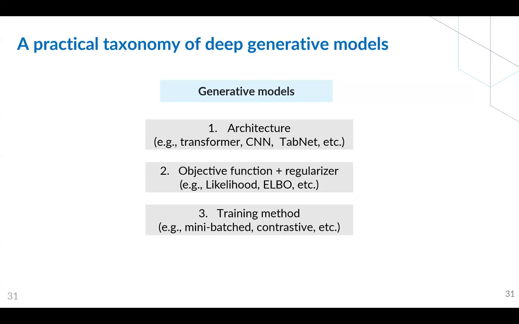Another, more practical way of categorizing and introducing deep generative models is through these three axes. The first axis is the network architecture. Is it a transformer model? Is it a convolutional neural network? Is it a TabNet for tabular data? And what objective function and regularizer is it using? Is it likelihood? Is it using the evidence lower bound? Is it trying to use an adversarial objective? And what type of training method is it employing? Is it just doing mini-batch gradient descent? Is it doing contrastive learning, or even reinforcement learning?